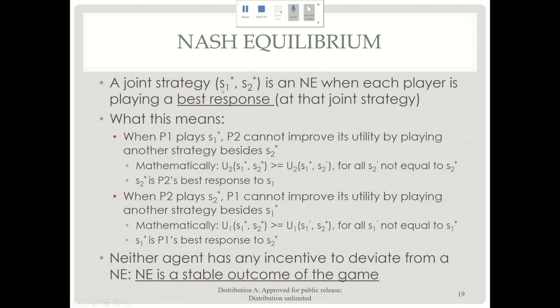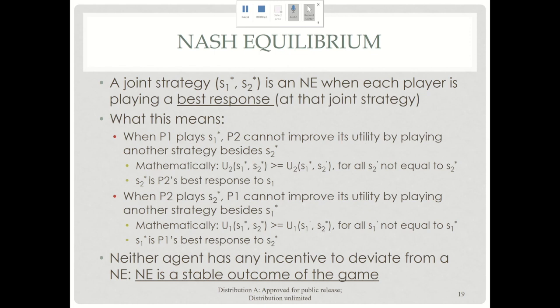In other words, when player 1 is at S1 star, player 2 must remain at S2 star. And similarly, when player 2 is at S2 star, player 1 must remain at S1 star. In other words, this is a stable outcome. They do not have any incentive to deviate. They will not improve their utility by deviating from this joint outcome, the joint actions S1 star, S2 star. So this is the Nash equilibrium, and this is a stable outcome.